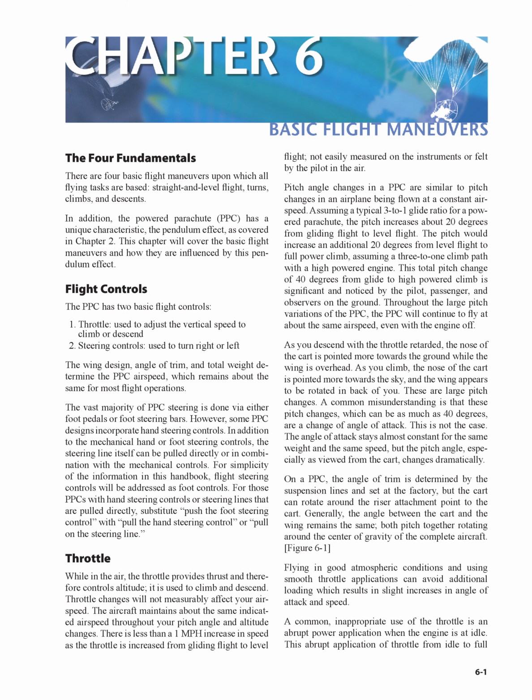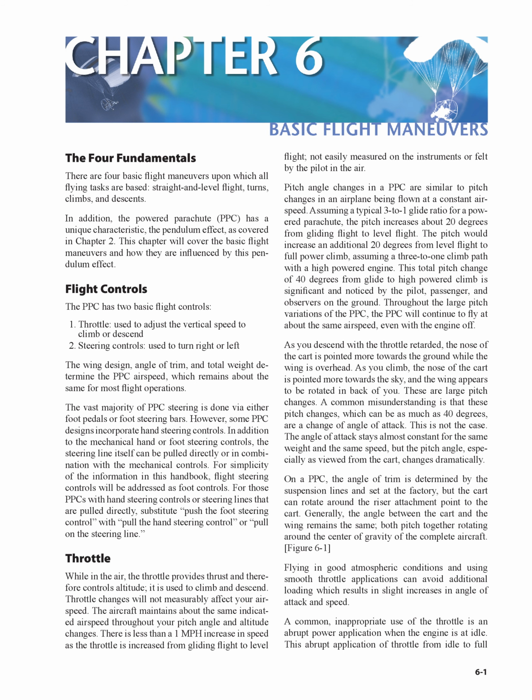Throttle. While in the air, the throttle provides thrust and therefore controls altitude. It is used to climb and descend. Throttle changes will not measurably affect your airspeed. The aircraft maintains about the same indicated airspeed throughout your pitch angle and altitude changes. There is less than a 1 mile per hour increase in speed as the throttle is increased from gliding flight to level flight, not easily measured on the instruments or felt by the pilot in the air.